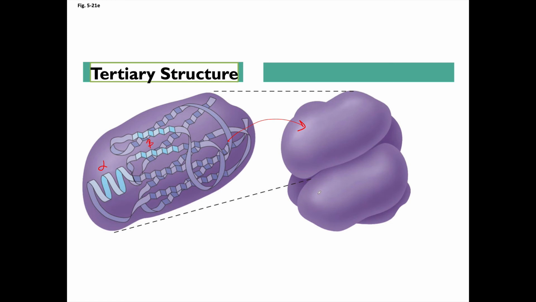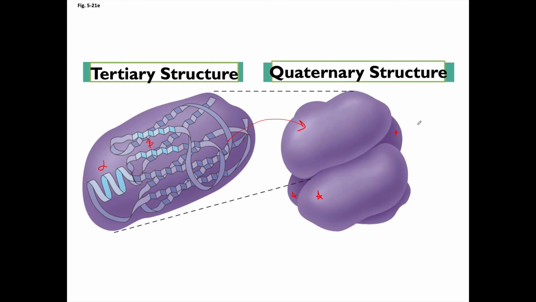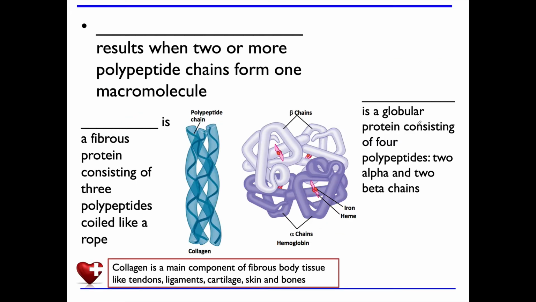But notice you also have this one here, this one in the back, and this could be an extra one there as well. And it's not until they're all together that we reach that fourth level, quaternary structure, which ultimately is your working protein. When they all come together in that clump, they then begin to operate. Okay, so quaternary structure results when two or more polypeptide chains form one macromolecule.